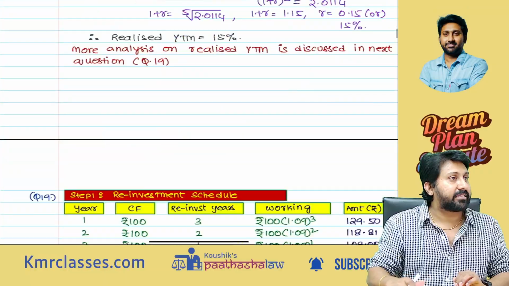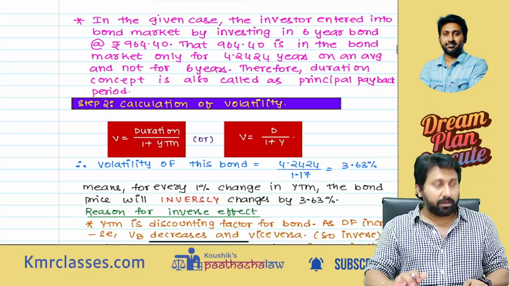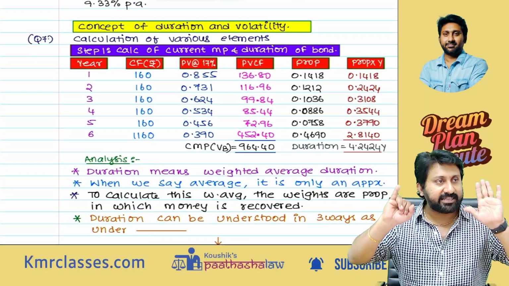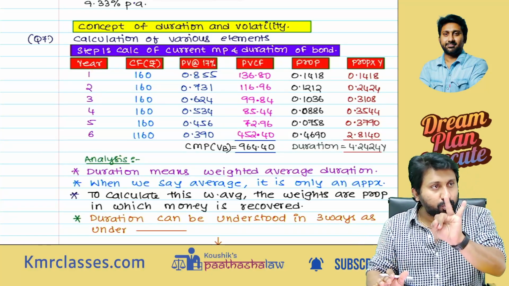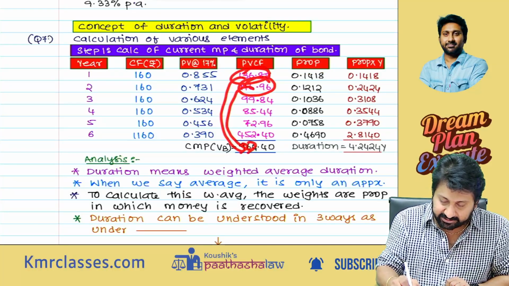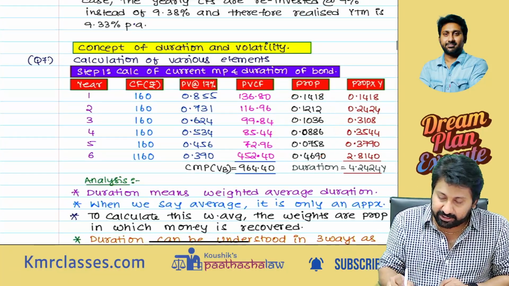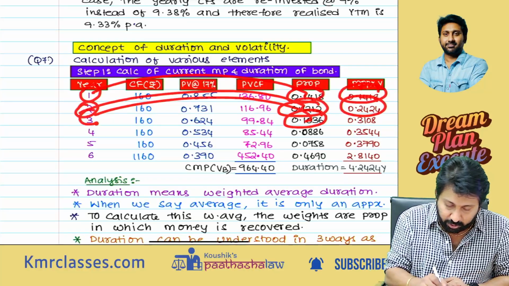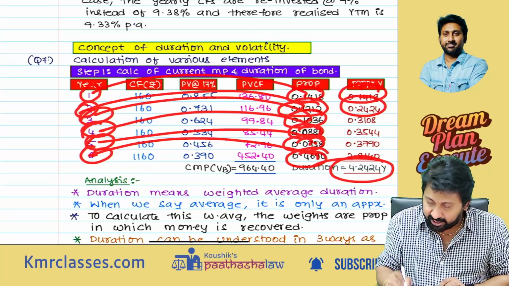Next one, duration. How to do it? You have to take 6 columns. Year, cash flow, PV at the rate, PVCF are the same. Another 2 columns have to be added at the end. Proportion means this divided by this, this divided by this, this divided by this. All these divisions we should do, and proportions will come. Then this proportion into year, this proportion into year, this proportion into year. Sum of these is the duration.